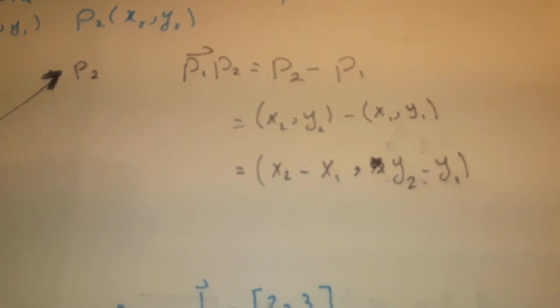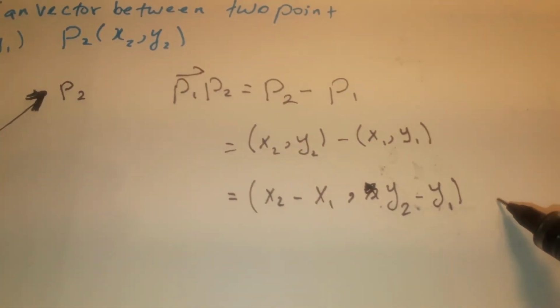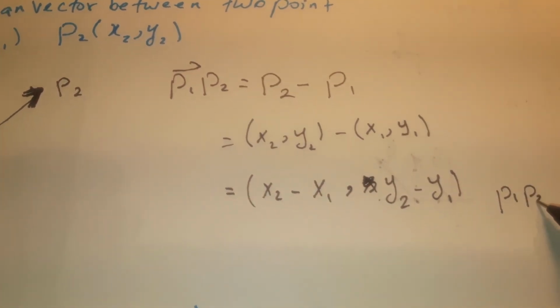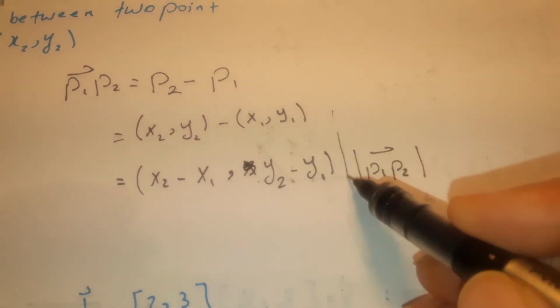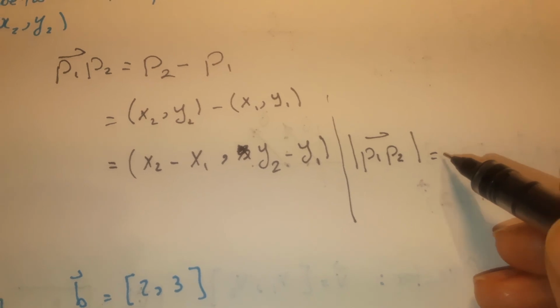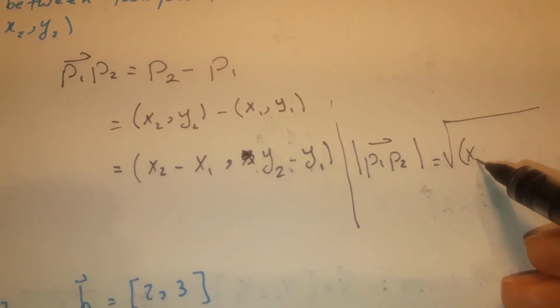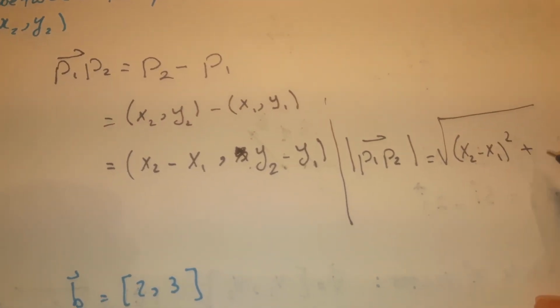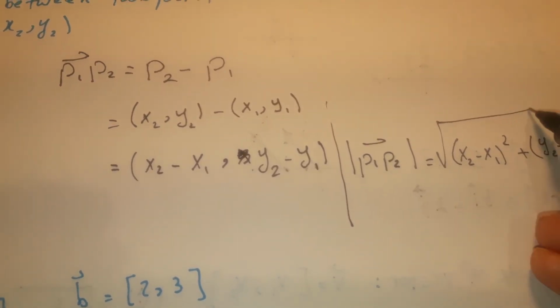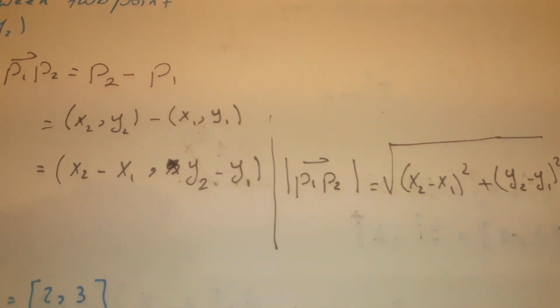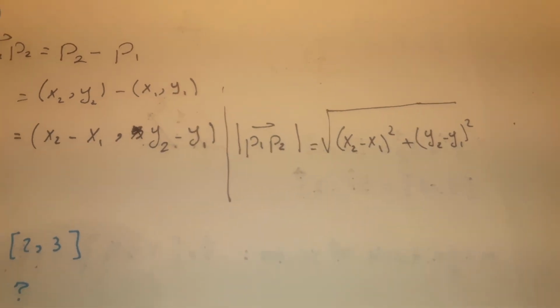If you want to find the magnitude of P1P2, what do you do? You put absolute value around that. So the x component is x2 minus x1 squared plus the y component, which is y2 minus y1 squared. Simply, that would be the magnitude of your vector.